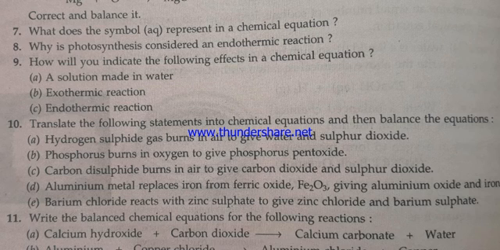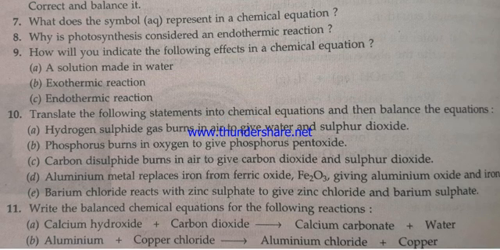Translate the following statements into chemical equations. Hydrogen sulfide burns in air to give water and sulfur dioxide. H2S plus O2 will form H2O plus SO2. So complete and balance it. If any problem, you can ask me. Phosphorus burns in oxygen to form phosphorus pentoxide. Phosphorus is found as P4. P4 plus O2 will form P2O5. Carbon disulfide burns in air to form carbon dioxide and sulfur dioxide. Carbon disulfide is CS2 plus O2 will form CO2 plus SO2.